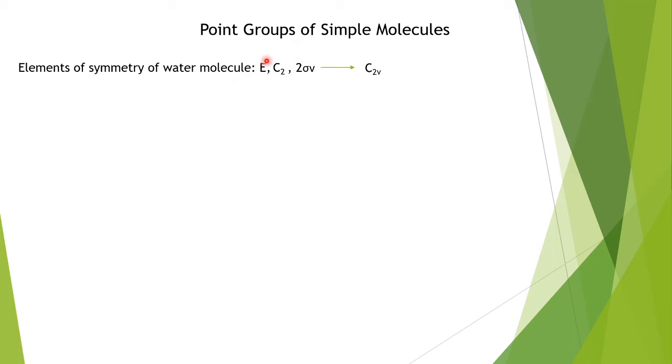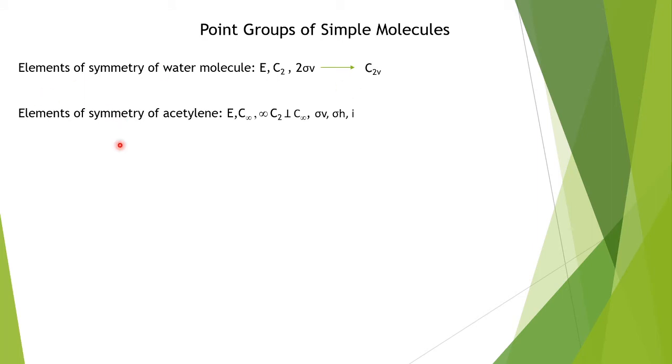In general, we can say if a particular molecule has identity element E, a Cn axis and n number of sigma v planes, then that molecule will belong to Cnv. Here it is E, C2, 2 sigma v, so the molecule belongs to the C2v point group.